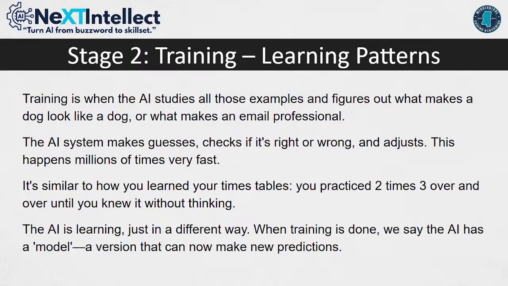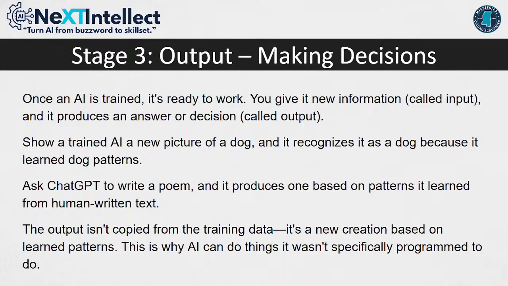Now, when the training is done, so all the data that it has and all of the predictions have gotten to where they are making good predictions, that the outcomes are what are expected, that it's been able to be trained on new and novel scenarios, data coming in that it wasn't trained on, to see can it still make accurate predictions. That's when you say the AI has a model, okay, and that model is a version that can now make new predictions. Then the output stage.